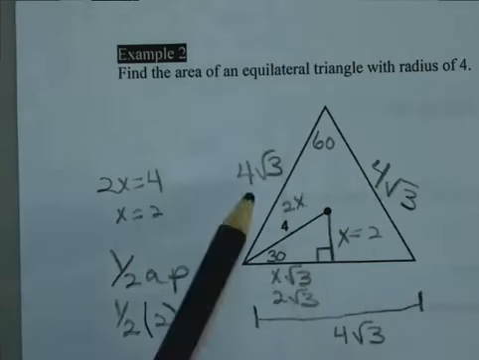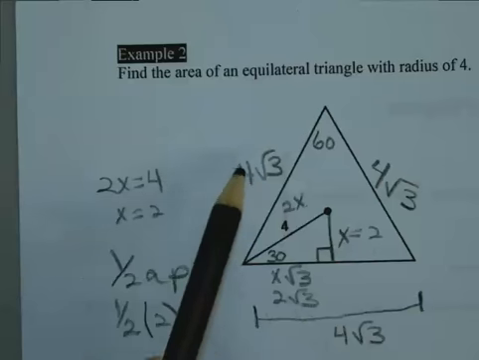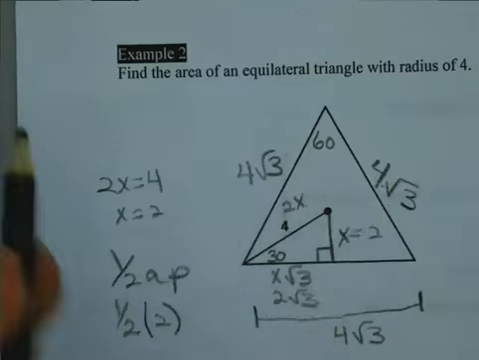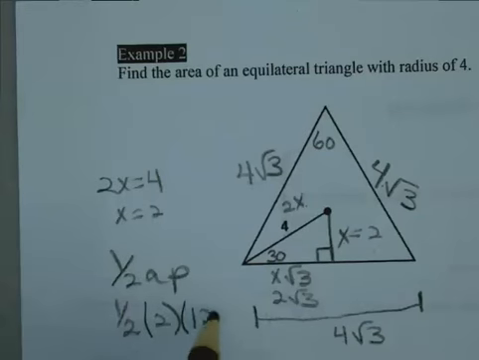So you take 4 square root of 3 plus 4 square root of 3 plus 4 square root of 3. So 4 plus 4 plus 4 is going to give you 12, so it's 12 square root 3. Half of 2 is just going to be 1. So 1 times 12 square root 3 is 12 square root 3.